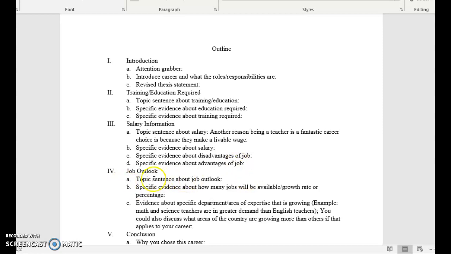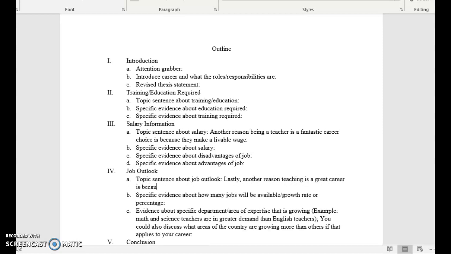So when you're completing this, again, topic sentence about job outlook, you'll just say something like, lastly, another reason, oops, I can't spell, guys, I'm sorry. Another reason teaching is a great career is because the job outlook is increasing, okay? And notice I didn't put any specific numbers, right? I'm just leaving it very generalized. Your topic sentences shouldn't include any specific information.